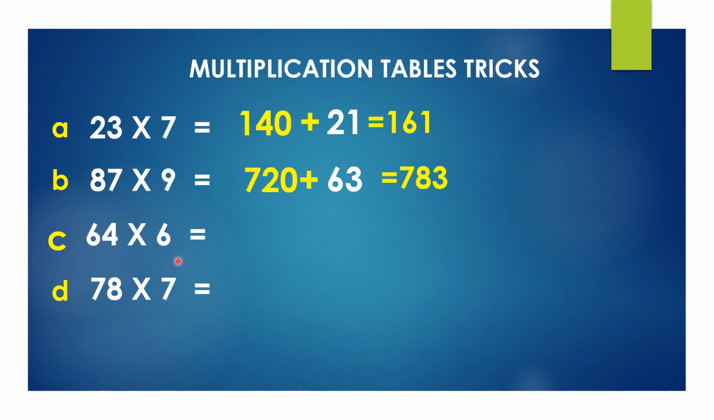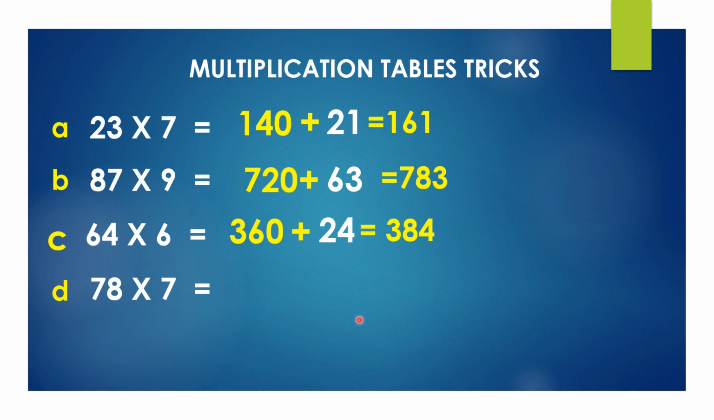Similarly, 64 into 6. This complete mind calculation, you can do it in a very easy way. By practice, you can get it. First step, 6 6s are 36. Write 0 beside that number. Next, 4 6s are 24. Add 24 to this 360. So the total will be 384 is the product.